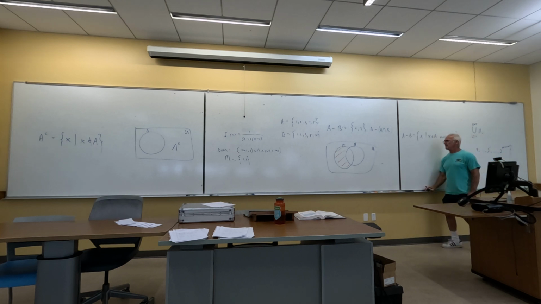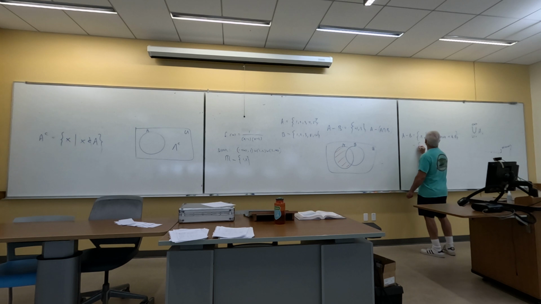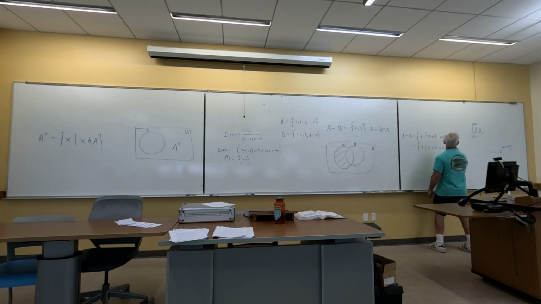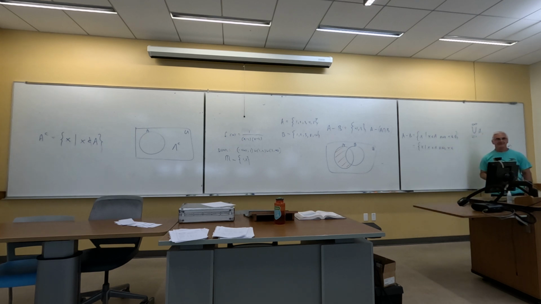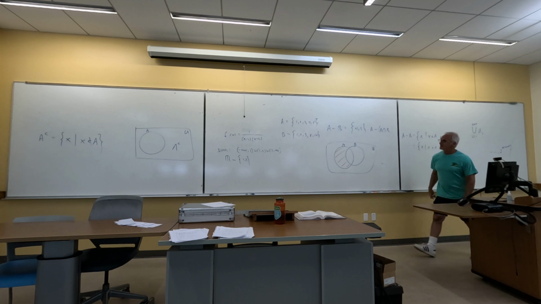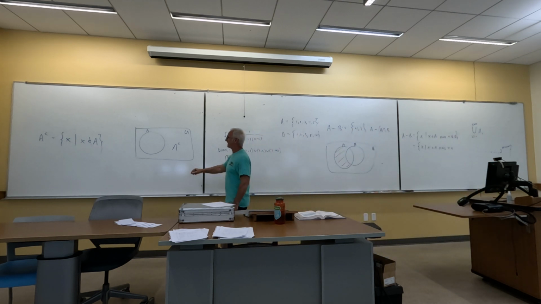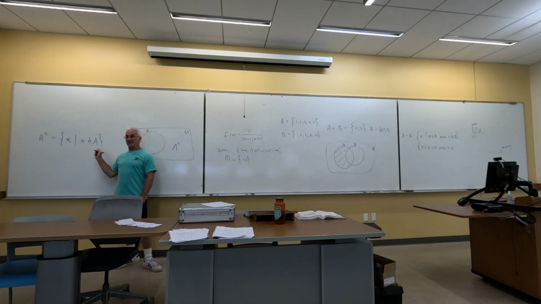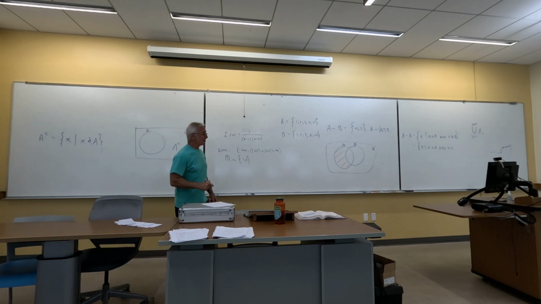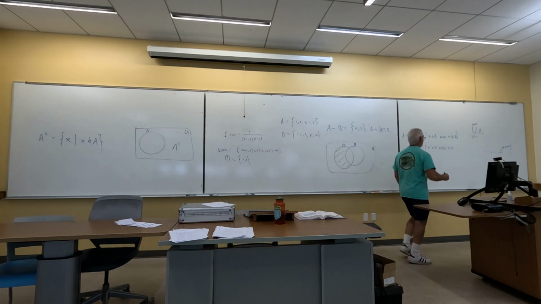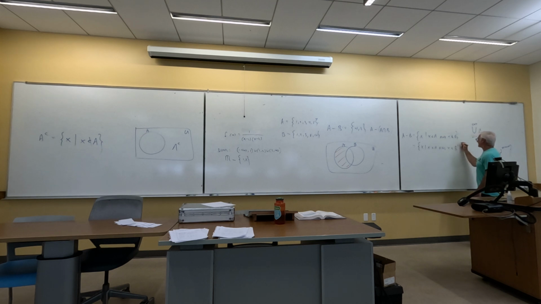Well, wait a minute. If X is not in B, wouldn't this be the same as saying X is in A and X is not in B? Equal. I wrote it over here. If X is not in A, then X must be in A complement. So if X is not in B, doesn't that mean that X has to be in B complement?